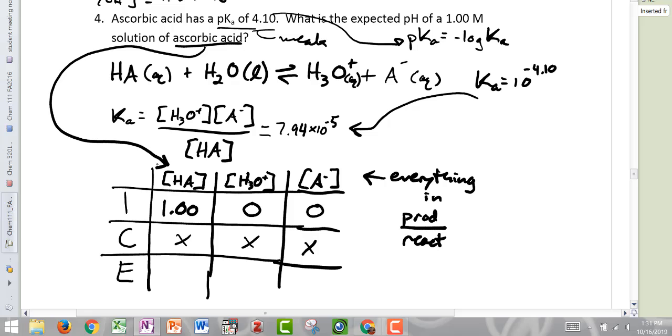All the coefficients are 1, because all the coefficients in the balanced equation were 1. But what about the pluses and the minuses? It's got to be plus for the products, because they can't go below 0. If the products are getting higher, the reactants have to be going down, so they get a minus.